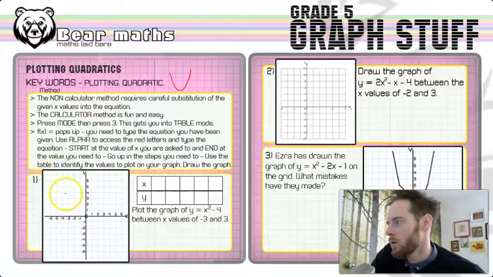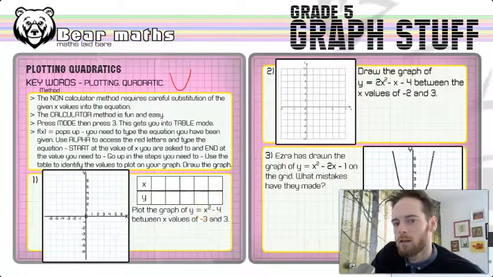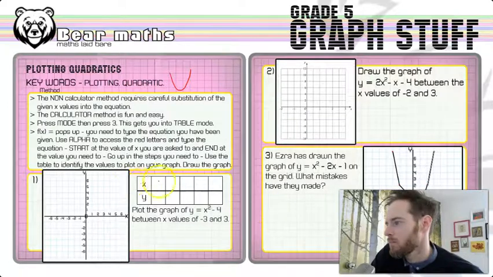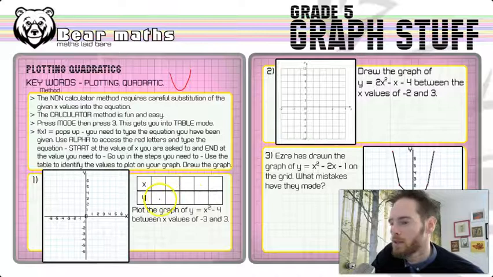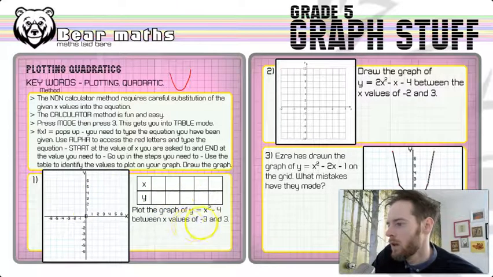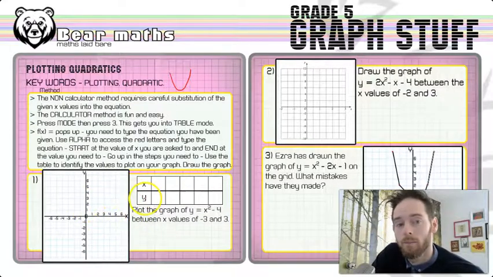All right. So question number one, we're going to do it without a calculator. And what we've got there is a table. We can put some numbers into that table to then substitute into our equation between the values of -3 and 3 for x. And then we're going to draw our graph, plot the graph, and join the points up.